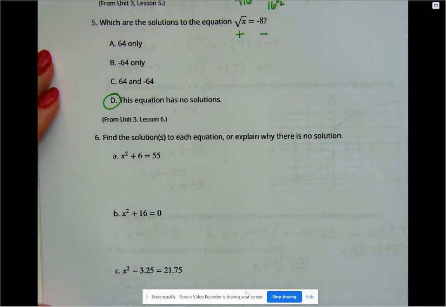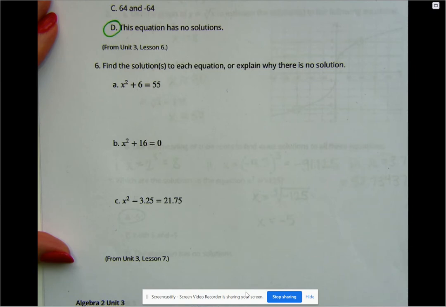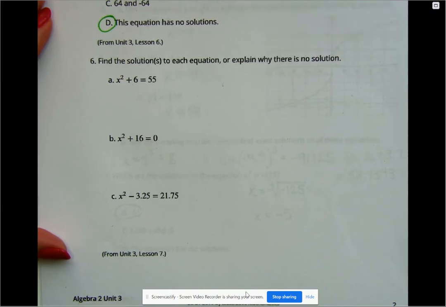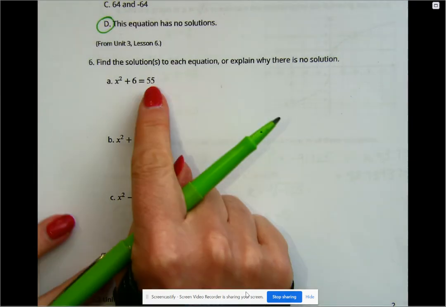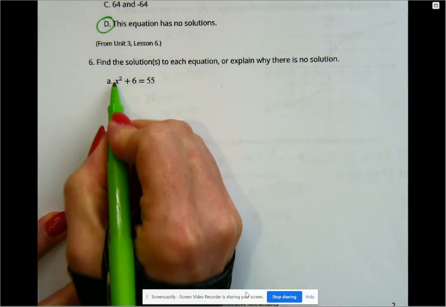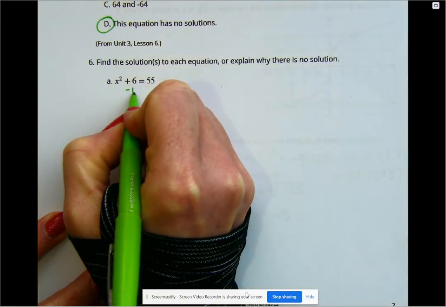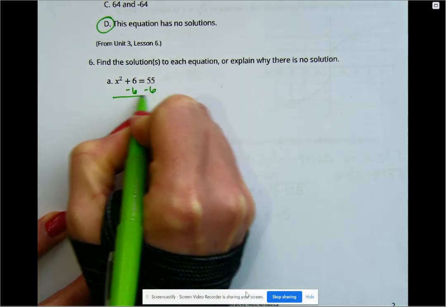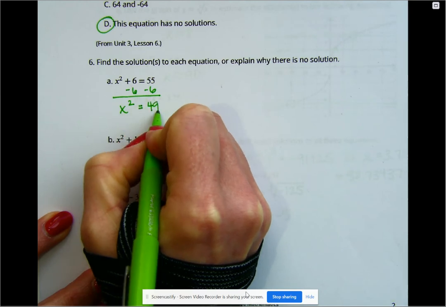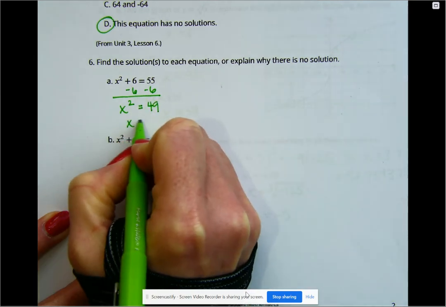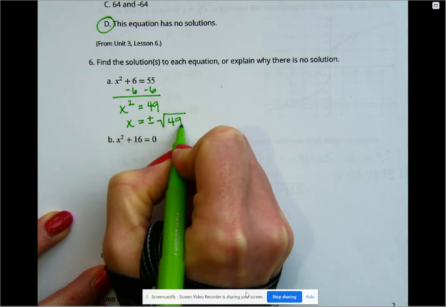All right, and then we're going to solve these last three. And we'll use some of those same ideas because sometimes we'll get an answer that is no solution. So to solve these equations, we're going to isolate x squared and then square root. So we'll isolate the x squared by subtracting the 6. So I have x squared is equal to 49, which means x is equal to the positive and negative square root of 49.